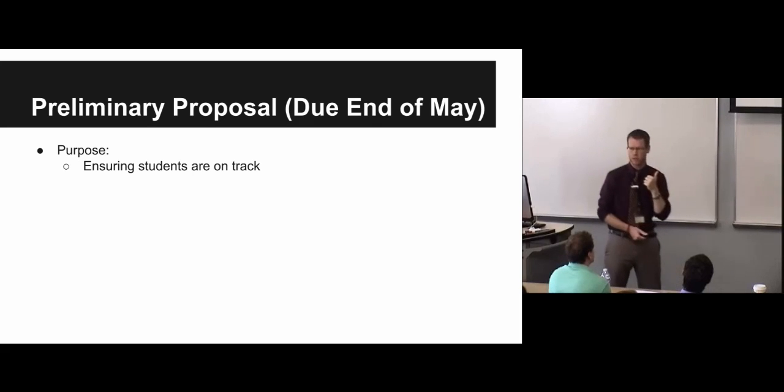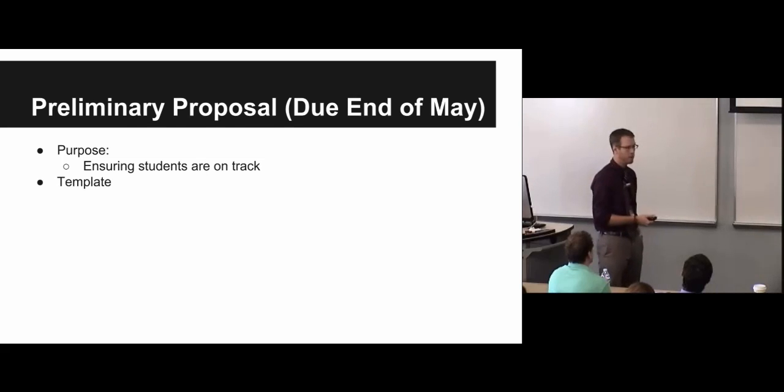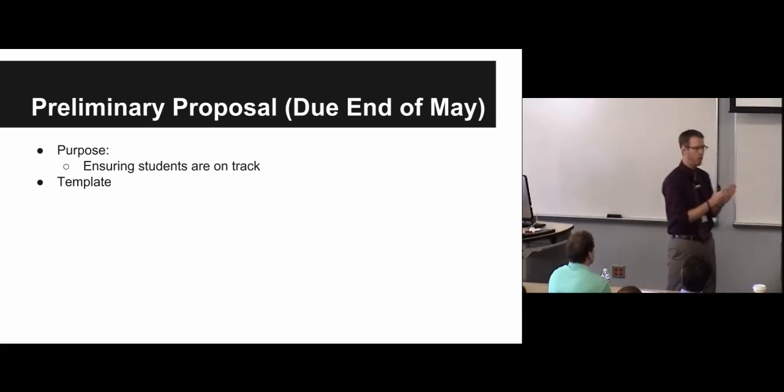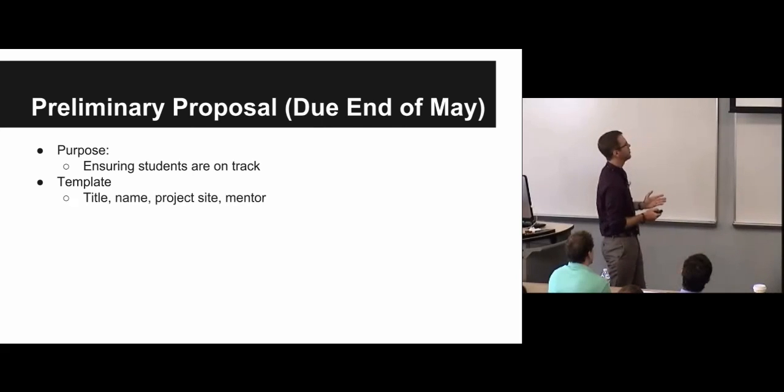Preliminary proposal is relatively simple compared with the final. It includes the following components that are on a template. It really couldn't be easier. There's a template you download from the website. It tells you what to put where. It even gives you guidelines as to how many paragraphs we're looking for. They're asking for a title, your name, the project site where the work will happen, and then the mentor. That's pretty straightforward.